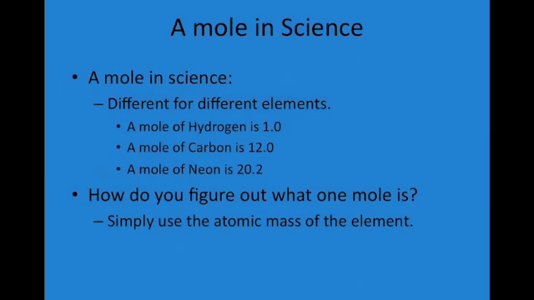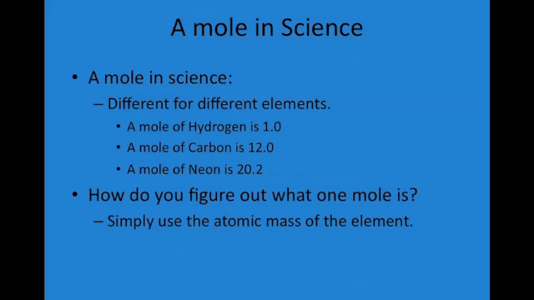So 1 mole of hydrogen is equal to its molar mass in grams. If we look at hydrogen on the periodic table, we know that it weighs about 1. A mole of carbon, when we look at carbon, is the weight of carbon, which is 12.01, or in this case, I just rounded to 12. A mole of neon, if you go to your periodic table, you look, what's the mass of neon? It's 20.2. So how do you figure out what 1 mole is? You're simply going to use the atomic mass of the element on the periodic table.